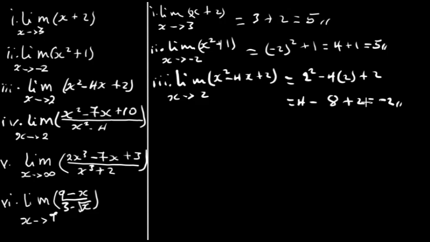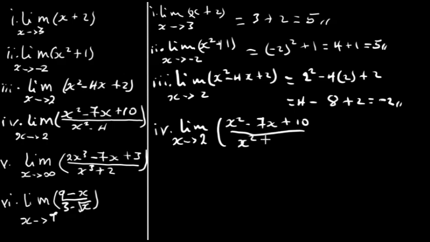Okay, let's solve our fourth question. So the fourth question is limit as x approaches infinity. Sorry, so that is the fifth one. Let's solve the fourth one. So limit as x approaches 2 of x squared minus 7x plus 10, all divided by x squared minus 4. Looking at this question, you can see that the function can be simplified.